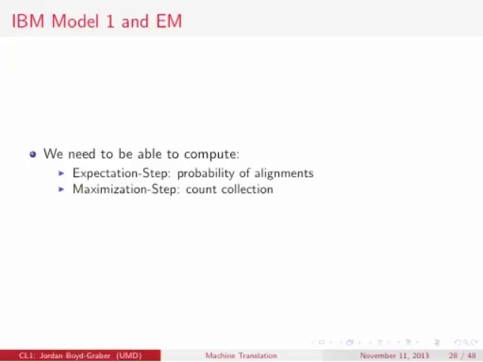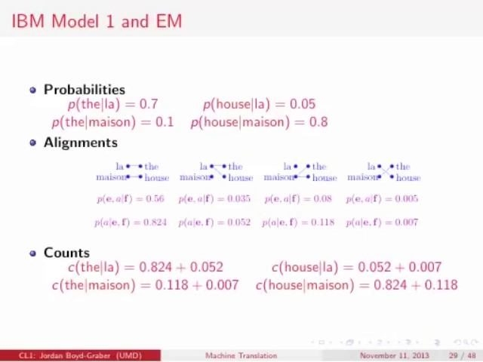And so there are two steps that we need to do. We need to do the expectation step: what are the probability of alignments? And then we need to do the maximization step, which is basically just counting up the number of times that words get aligned to each other. This is a very brief example.